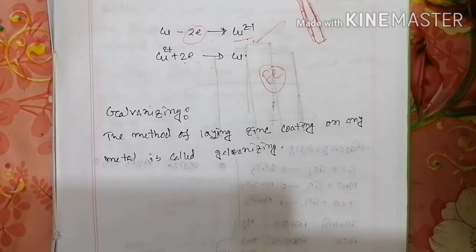Then we discuss galvanizing. The method of laying zinc coating on any metal is called galvanizing. It does not require electrolysis. Zinc is coated on the metal directly.